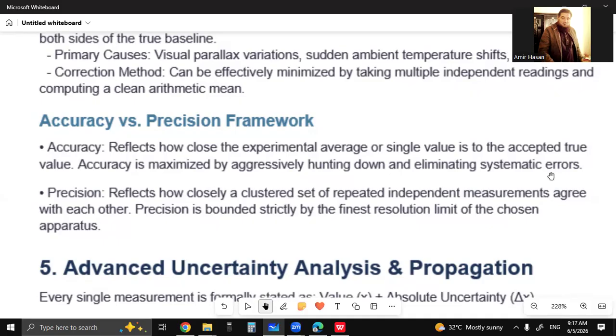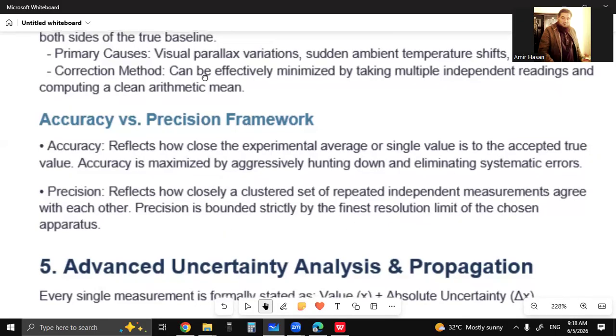Now, when we are taking a good instrument, we can improve the precision. Accuracy is the same as the accurate reading, while precision means readings coming closely to each other, and we can improve it by the finest resolution limit or by choosing a better apparatus.